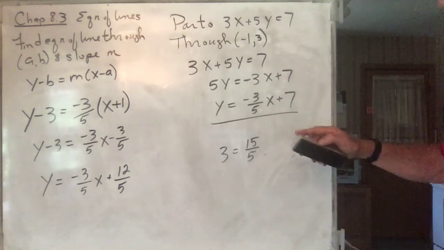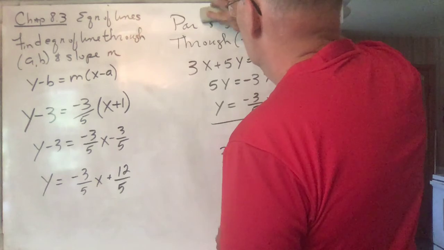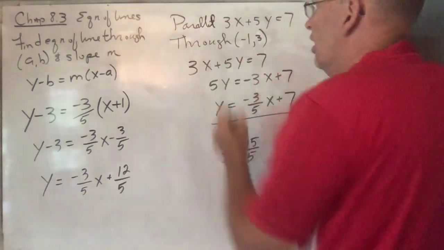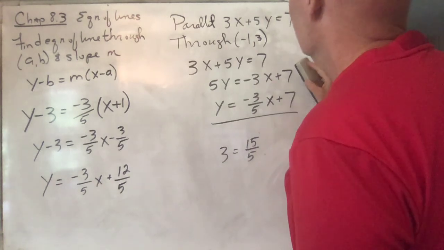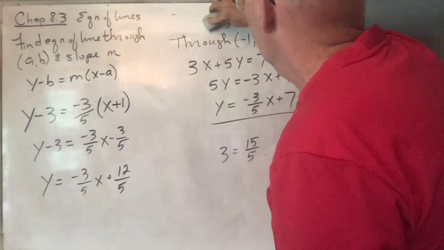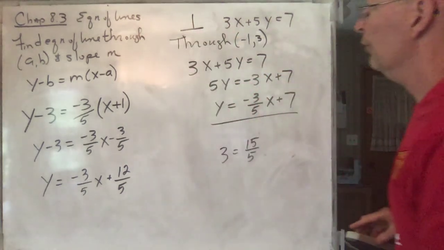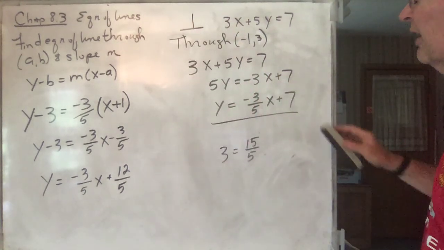What if instead of one that's parallel, what if you want one that's perpendicular? So instead of parallel, you want one that's perpendicular. This is a symbol that's often used for perpendicular. Okay, they meet at right angles.